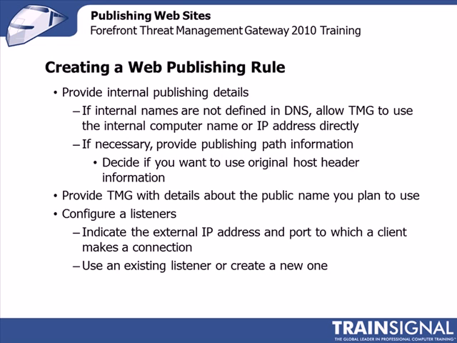You can also decide if you want to use the original host headers information or if you would like to have it replaced. With a web publishing rule, you also need to provide Threat Management Gateway with details about the public name you plan to use. Remember, the public name that you publish can be different than the internal server name. And just as was the case with server publishing, you have to configure listeners. This will indicate the external IP address and port to which a client makes a connection, and you can use an existing listener or create a new one.